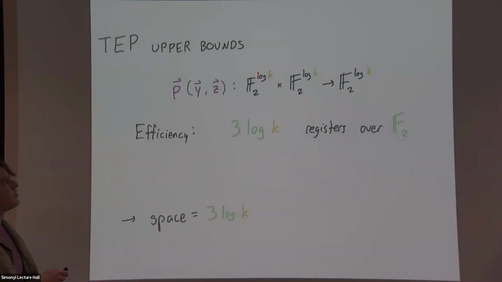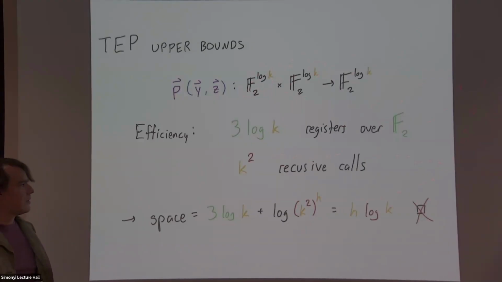And the 3 is according to, we need to store the left, we need to store the right, and we need to store the value we're computing. And we use them in cyclic fashion. So 3 log k registers, each of which holds a bit, log space. The number of recursive calls, on the other hand, is horrendous.